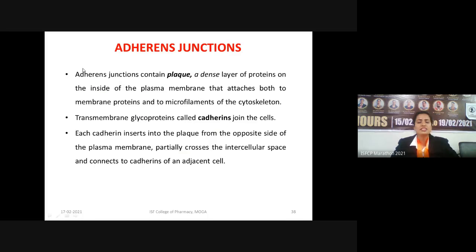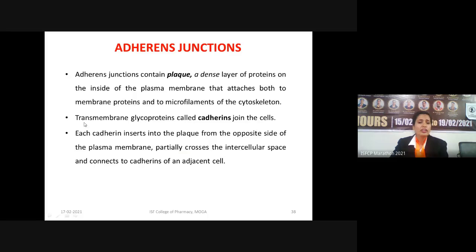Next, our second type is adherent junctions. So, what are adherent junctions? Adherent junctions contain the plaques. What is a plaque? A plaque is a dense layer of proteins, nothing but a layer of protein on the inside of the plasma membrane. The function of the plaque is to attach the membrane proteins and the microfilaments of the cytoskeleton. So the plaque helps to attach the proteins that come from the plasma membrane to the microfilaments that come from the cytoskeleton of the cell.